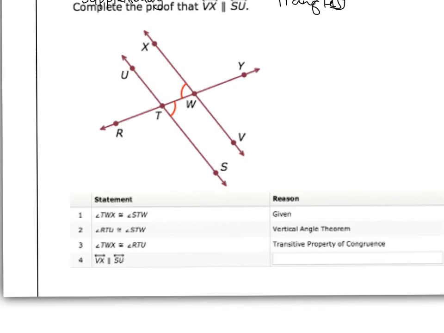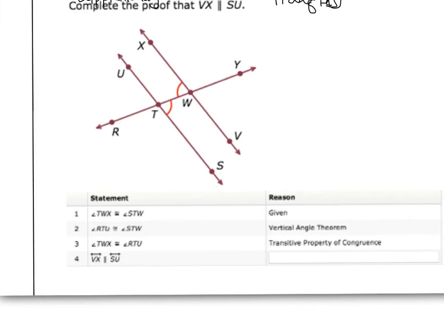The problem for today is number 4, and it says complete the proof. Line VX is parallel to line SU. So we're not starting with parallel lines. We're trying to prove things parallel. And this is a problem for my Excel, so you've seen it before, hopefully. So let's take a look at it. The statement tells you that angle TWX is congruent to STW. Okay, so that's given and the things are marked there, so that's why we have given.